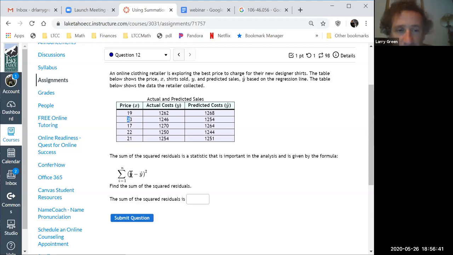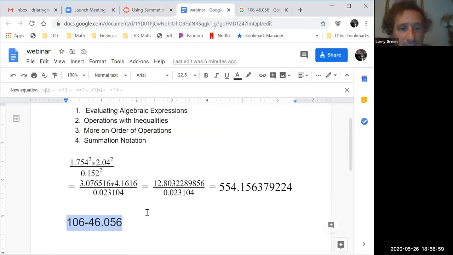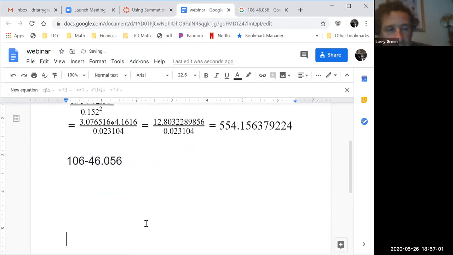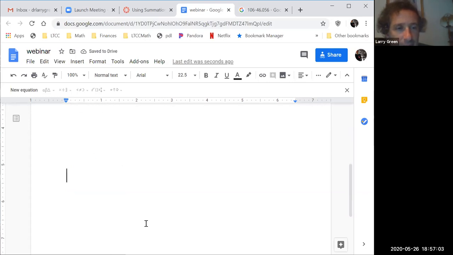What does come up is the y and the y hat, and what we need to do is subtract y minus y hat first. And let's do each of those. So 1262 minus 1268 is -6. So I'm just going to write these out. Start anew. So we're going to have -6, comma.